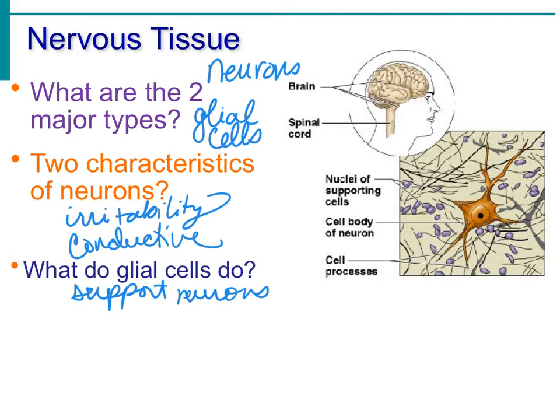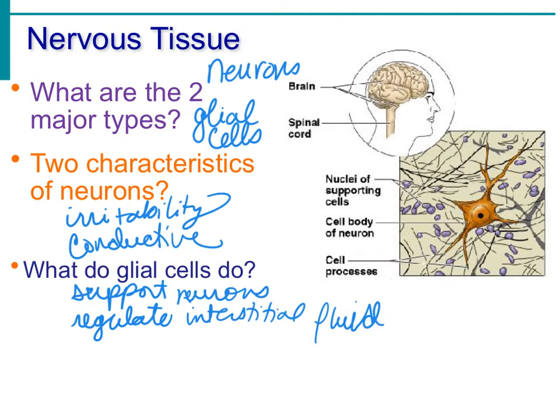So like physically anchoring them in the brain and spinal cord, supporting them with nutrients, insulation, things like that as well. And they also regulate the interstitial fluid. So the fluid that the nerves are bathed in is regulated by these glial cells. So it's monitored and then adjusted by the glial cells.